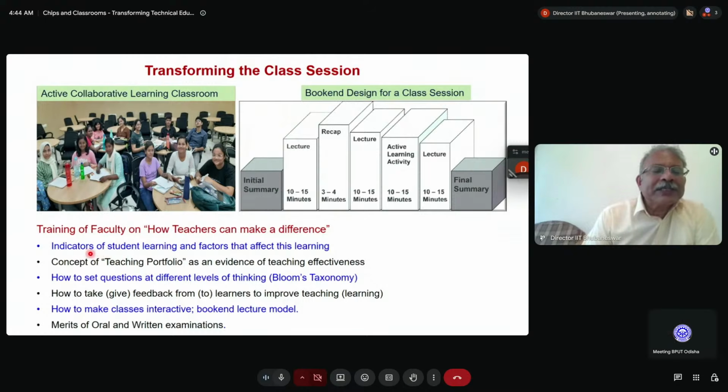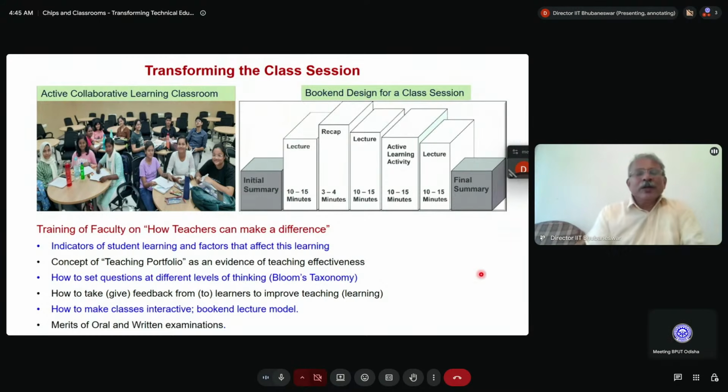So we must tell the teachers what are the indicators of student learning and factors that affect this learning. Then we can introduce the teachers to the concept of a teaching portfolio as an evidence of teaching effectiveness. The teacher should be taught how to set questions at different levels of thinking, how to take feedback from learners, and how to give feedback to the learner to improve teaching and learning, how to make classes interactive, and the book and lecture model. I just mentioned about this book and lecture, okay? And finally, merits of oral and written examinations.